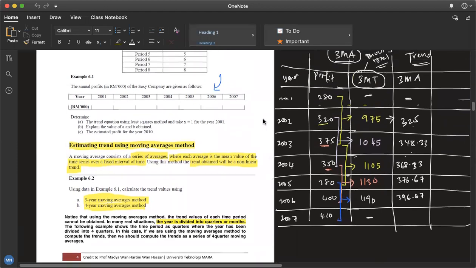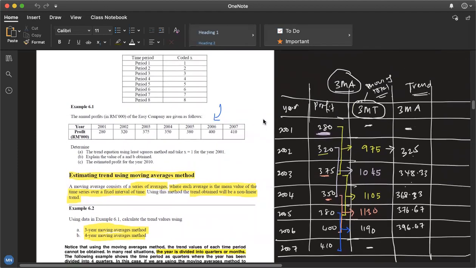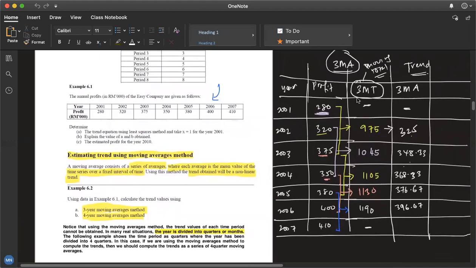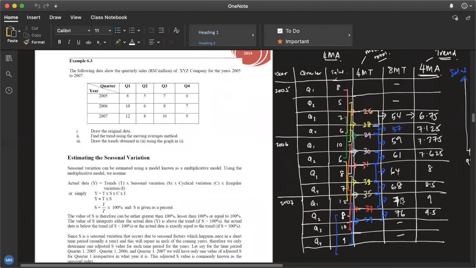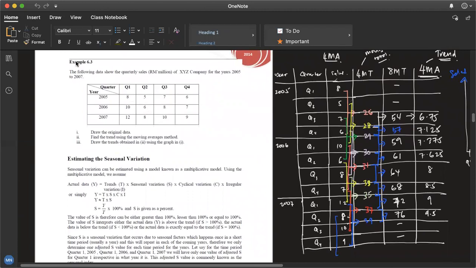Untuk last class, kita dah tengok macam mana nak kira moving average, estimating trend using moving average method. And then kita dah tengok macam mana nak kira three moving average, which is from a raw data. So we calculate three moving average, right? And then we also have looked at how to estimate trend using four moving average, right? So this is the data that we use, example number 6.3, right? So this is the four moving average that we already calculated, right? So this is the trend.